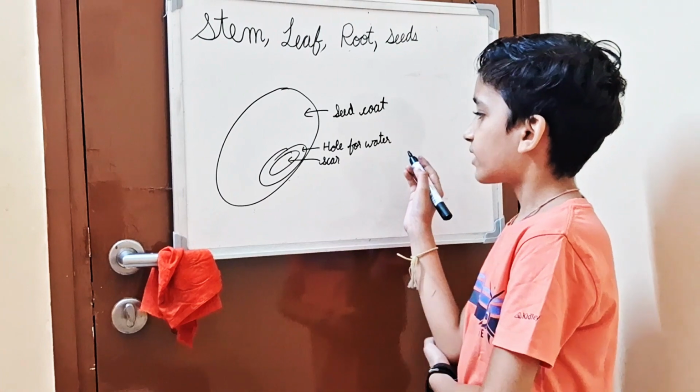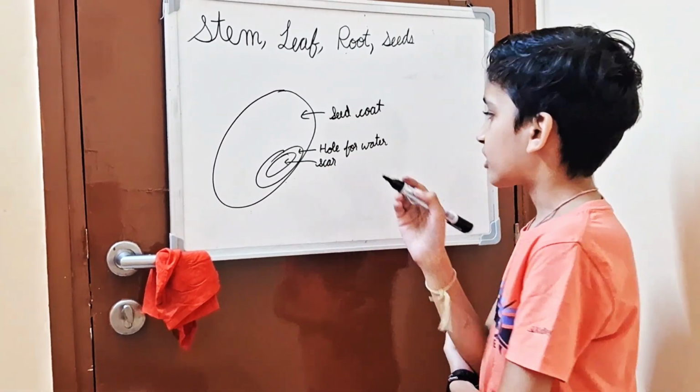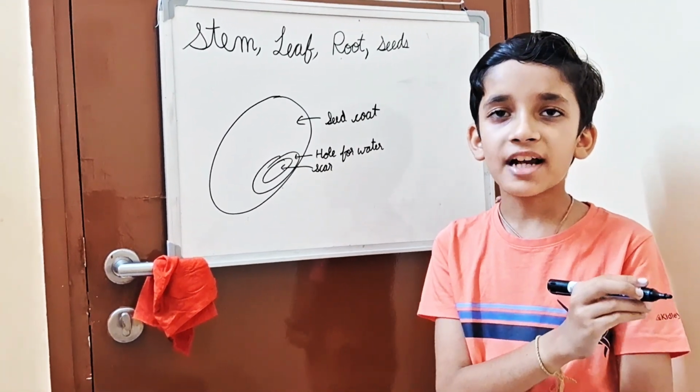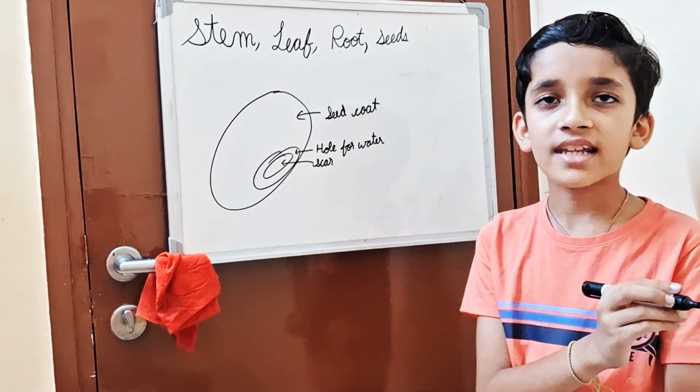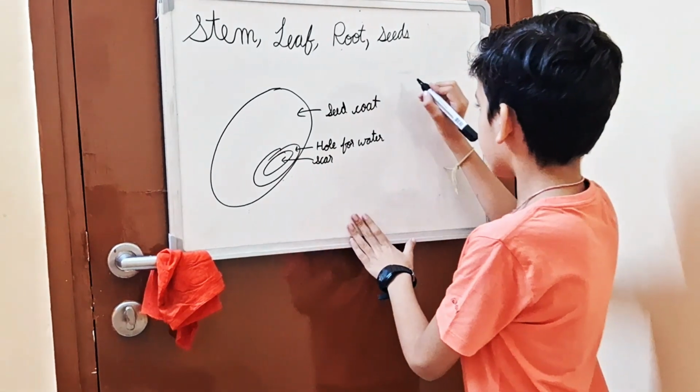When the water enters from this hole, it swells up the seed coat, and the baby plant which is inside, which is called the embryo, takes the nutrition from the soil.